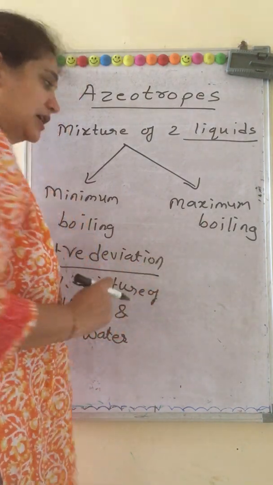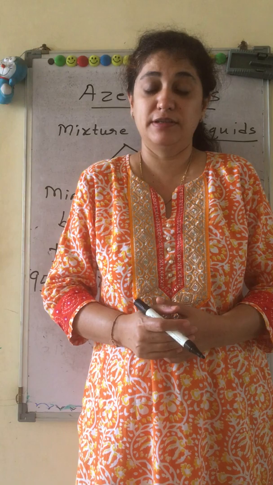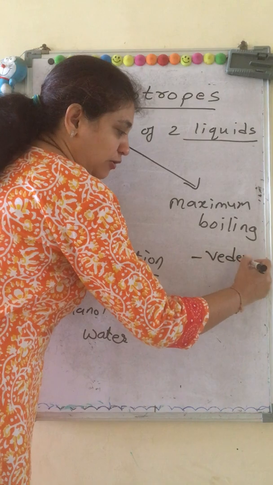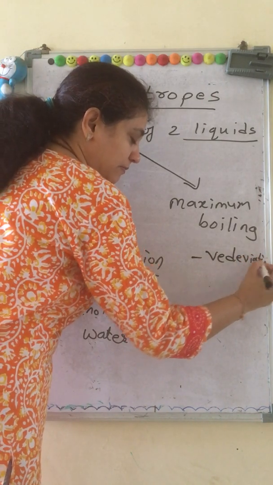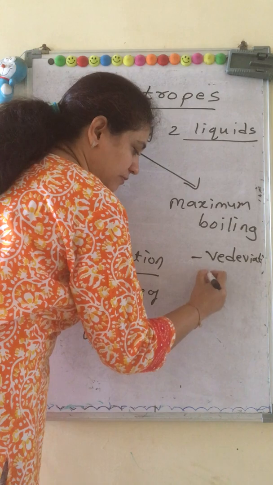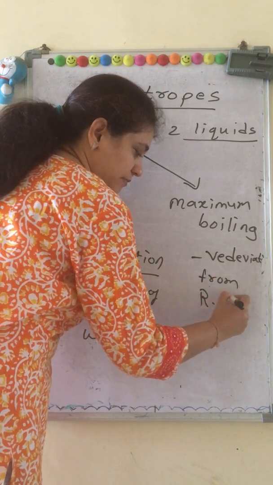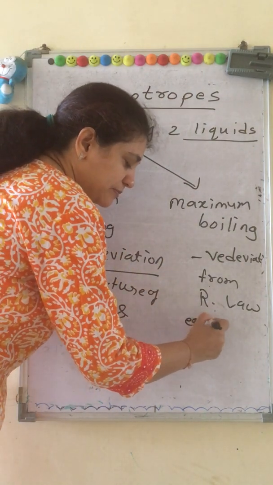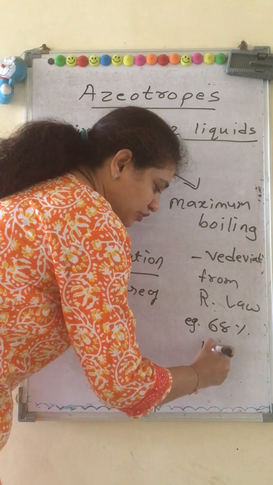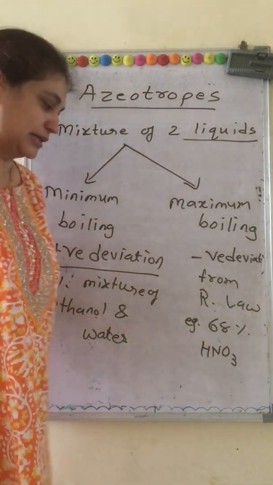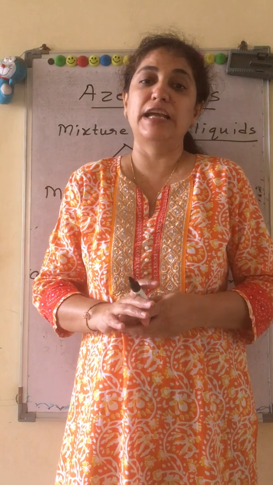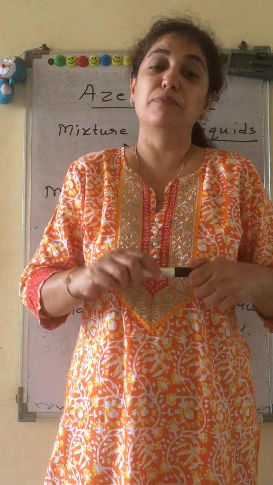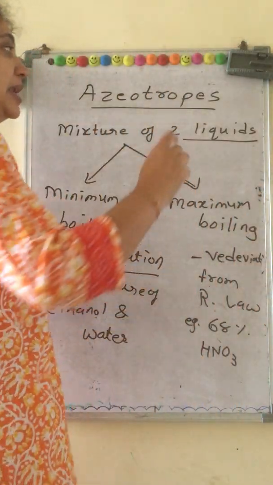Maximum boiling azeotropes are formed by those solutions in which both the liquids show large negative deviation from Raoult's law. It will form a maximum boiling azeotrope. Example, 68% solution of HNO3. That is, the composition of 68% HNO3 and the rest water cannot be separated further. Their composition in vapor phase and solution phase will remain constant.